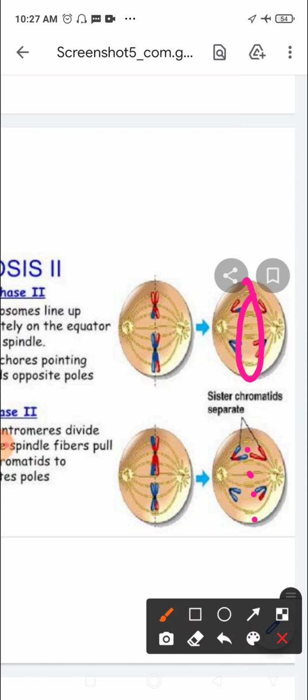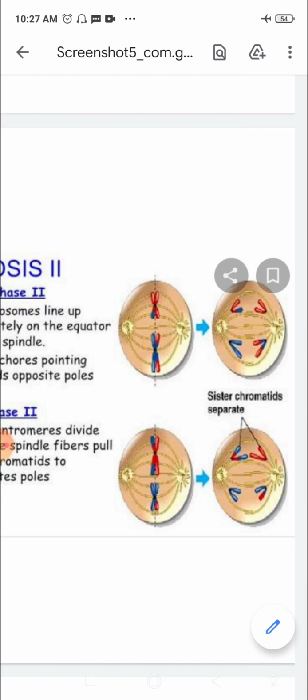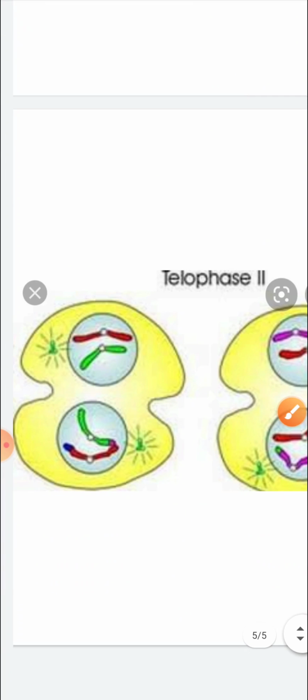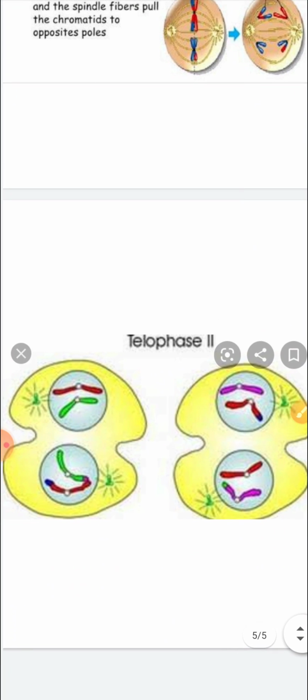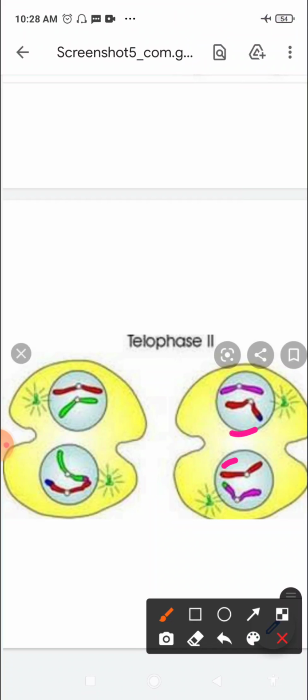The last stage is the telophase stage, right? So the telophase stage is here, the telophase 2 stage. Following the arrival of the haploid number of chromosomes at the poles of the daughter cells, they become thin and long, and the nuclear membrane reappears, right? If you look at it here, the nuclear membrane reappears, right? And the nucleoli will be reconstituted, means it will be made again.